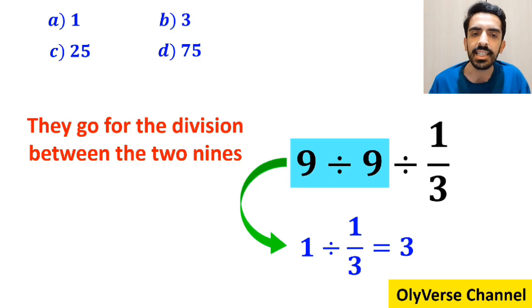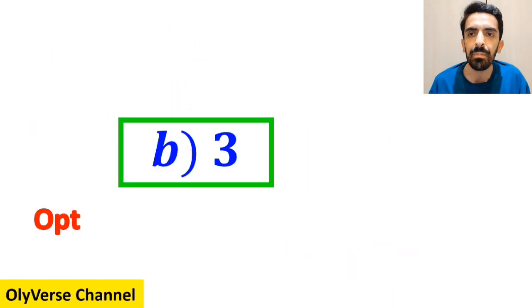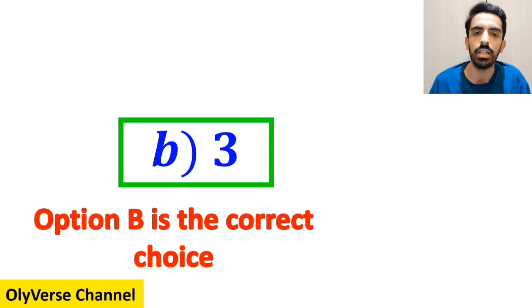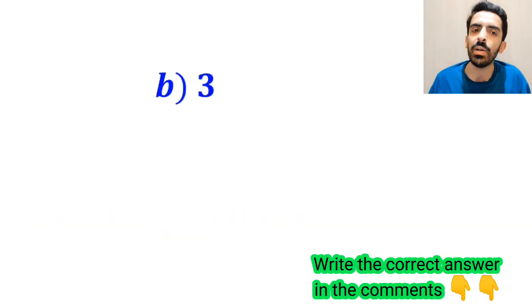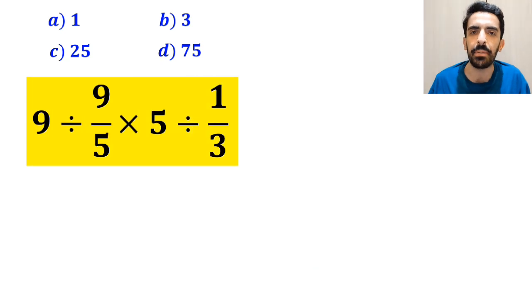Then, without any hesitation, they claim that option B is the correct choice. But this answer is absolutely wrong. Now let me show you how to solve this expression properly.